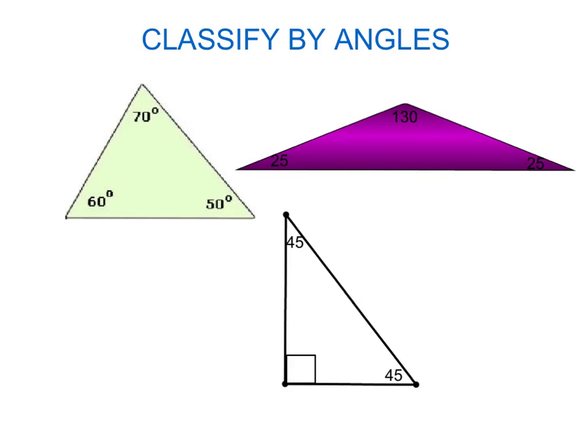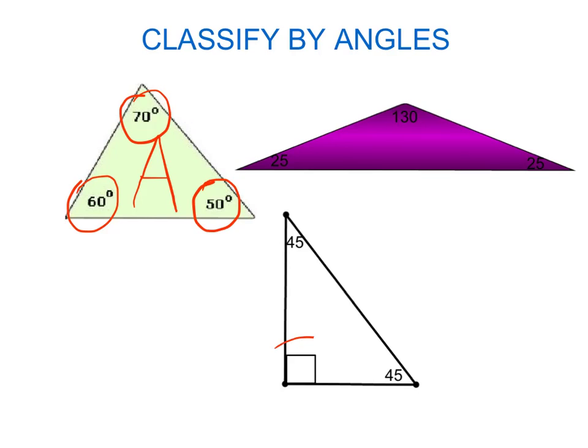All right, let's try classifying triangles by their angles. Watch me on this one, and then you'll do the next set. Looking at the first triangle, the green one, I've got 3 angles. They're all different. They're all less than 90. If they're all less than 90, this is an acute triangle.